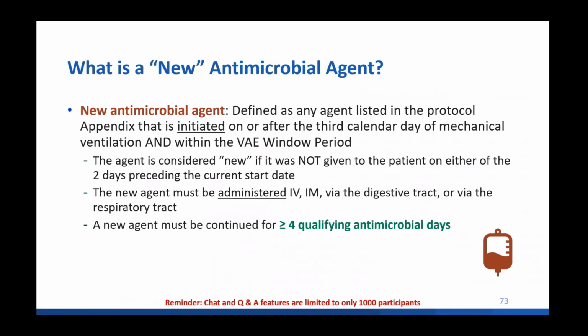The second element required to meet IVAC is that a new antimicrobial agent is started and continued for at least 4 qualifying antimicrobial days. A new antimicrobial agent is defined as any agent listed in the protocol appendix that is initiated on or after the 3rd calendar day of mechanical ventilation and within the VAE window period. What makes an agent new is if it was not administered to the patient on either of the 2 days preceding the current start date.